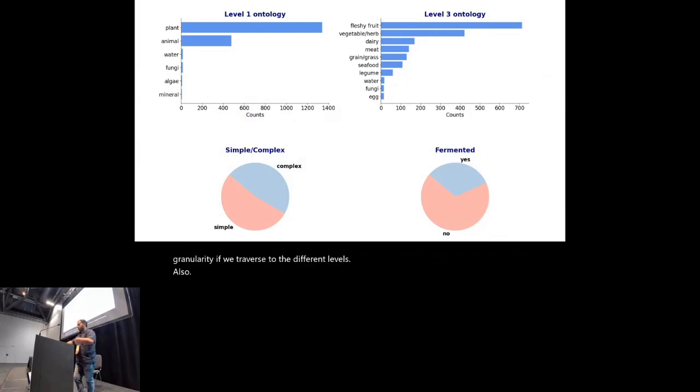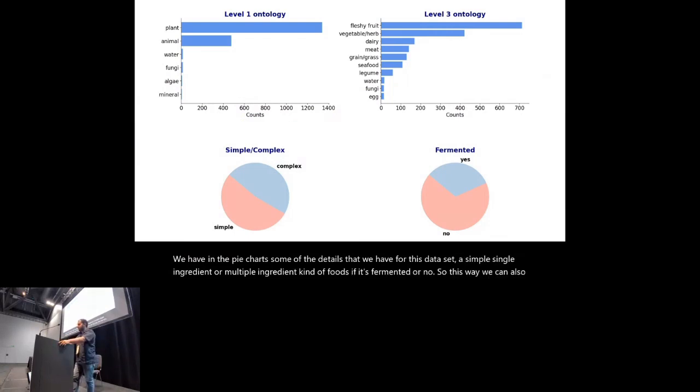Also, in the pie charts we have some of the details for this dataset: single-ingredient or multiple-ingredient foods, and whether the food is fermented or not. This way, we can also filter our analysis to more specific questions we have.